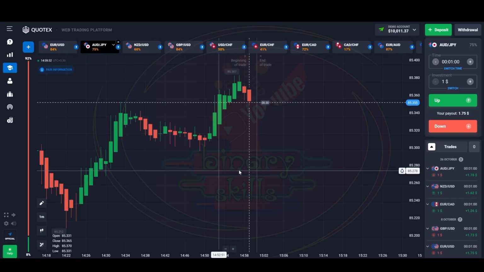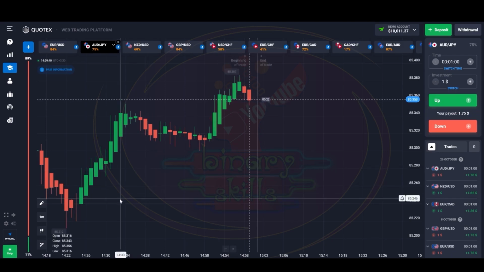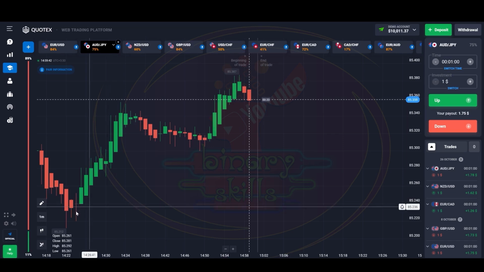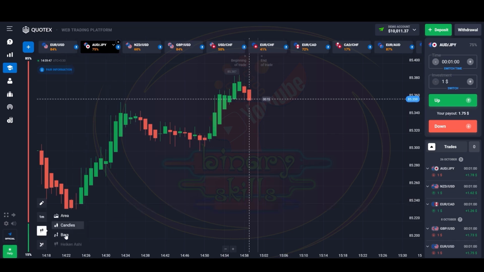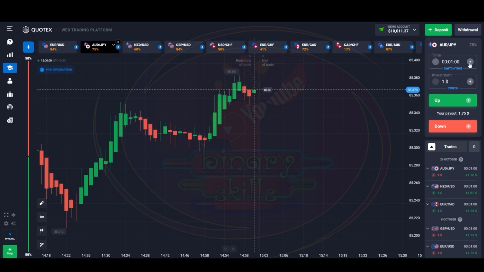Alright, dear friends, as I mentioned earlier, today we're going to practice a new strategy using Heikin Ashi candles. To use this strategy, we need to switch the candles from the standard candlestick type to Heikin Ashi, as I've already done. We'll also set the time frame to 1 minute, but our trade duration will be 2 minutes. So while our candlestick time frame is set to 1 minute, the trade time will be 2 minutes.